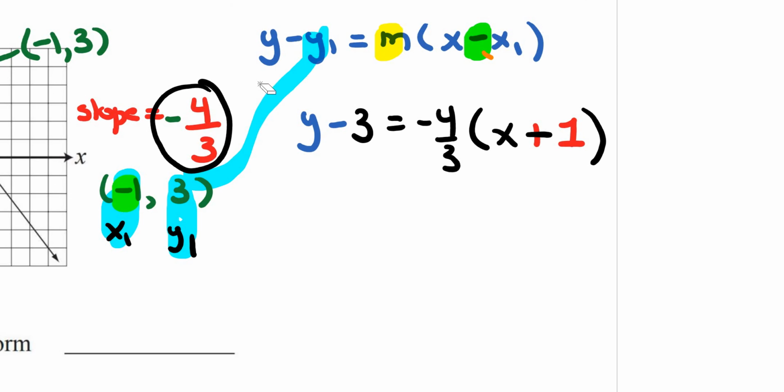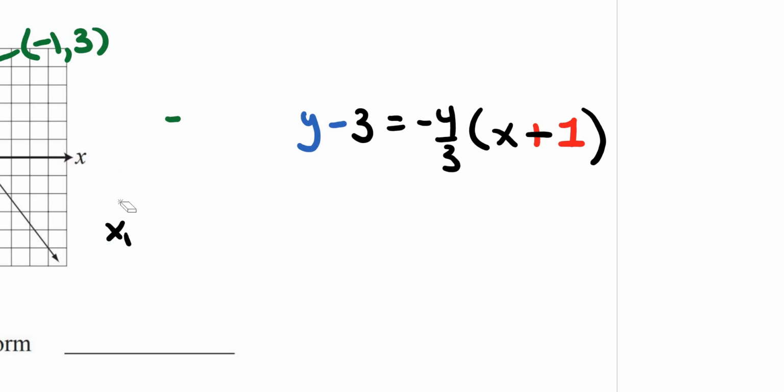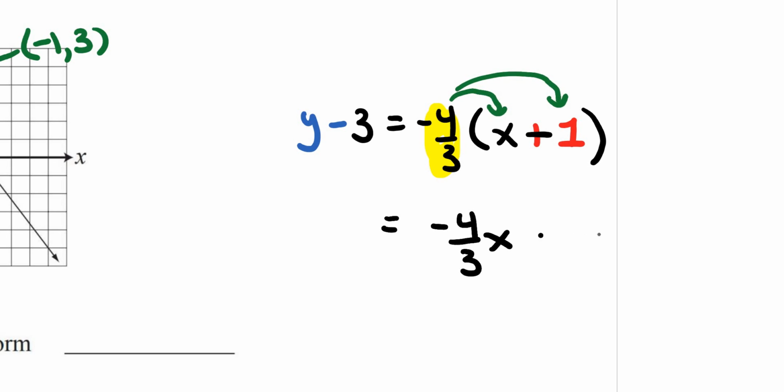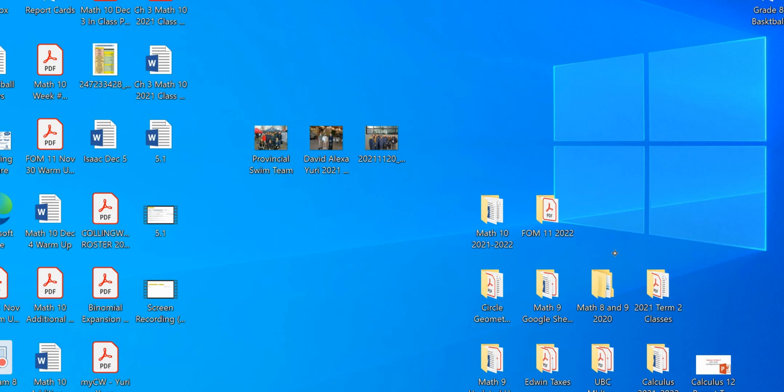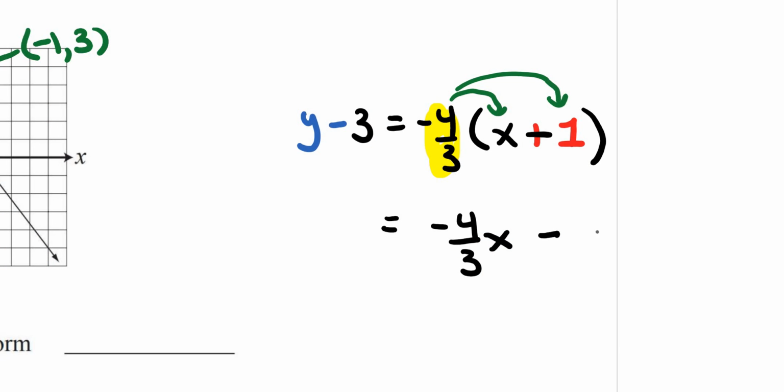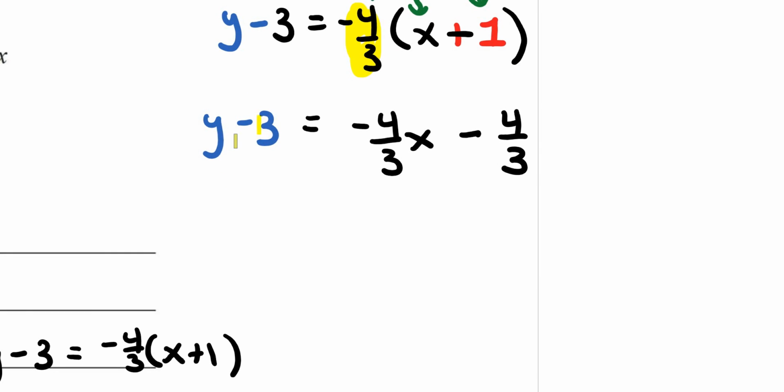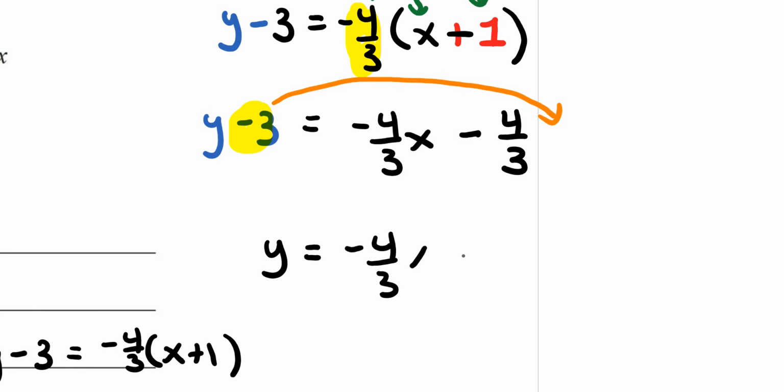And once I have that, then I can easily go back and get all the other forms just by using a little bit of algebra here. So this -4/3 here, let's go ahead and distribute that. And if I distribute that, I get -4/3x. And then -4/3 times +1 is going to be -4/3. And then I have my y minus 3. And then from there, I can take my -3 and bring that over to the right-hand side. And if I do that, I get y equals -4/3 x minus 4/3, and then that -3 will become a +3.